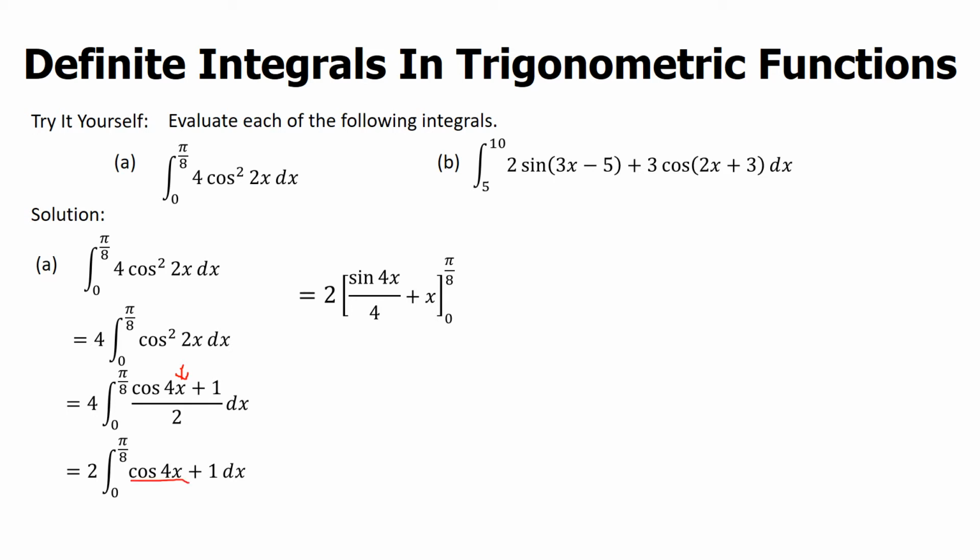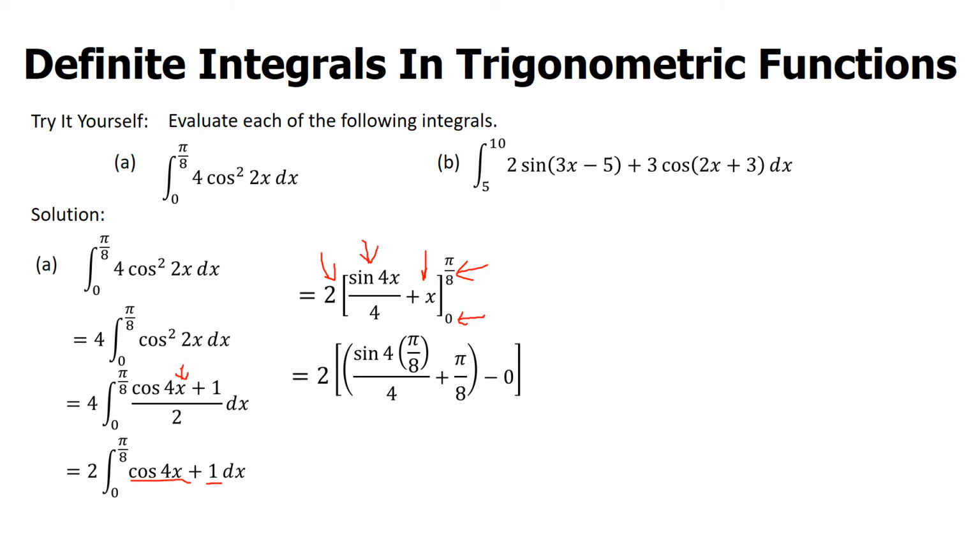Integration of cosine 4x, we get sine 4x over 4. Integration of 1, we get x. The rest, we copy the 2 here, times sine 4x over 4 plus x, limit from 0 to pi over 8. And now we can substitute x equals to pi over 8. We get sine 4 times pi over 8 over 4 plus pi over 8.